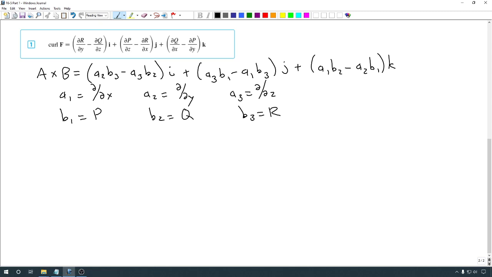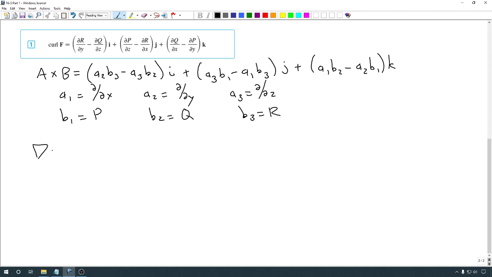A3, B2 we could view as the derivative with respect to Z of Q, which is exactly what we have here. In fact, everything here lines up exactly the way the cross product works. Everything in the curl and everything in the cross product really do line up very nicely. And so we'll essentially view this as a cross product, even though that's a little bit of abusive notation here. Technically, we can't really make a vector out of derivatives, but we'll consider it a vector just because it'll make it easier to memorize stuff.